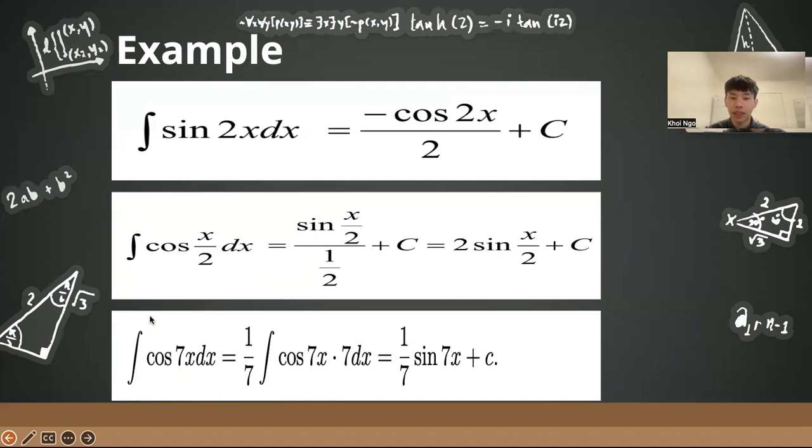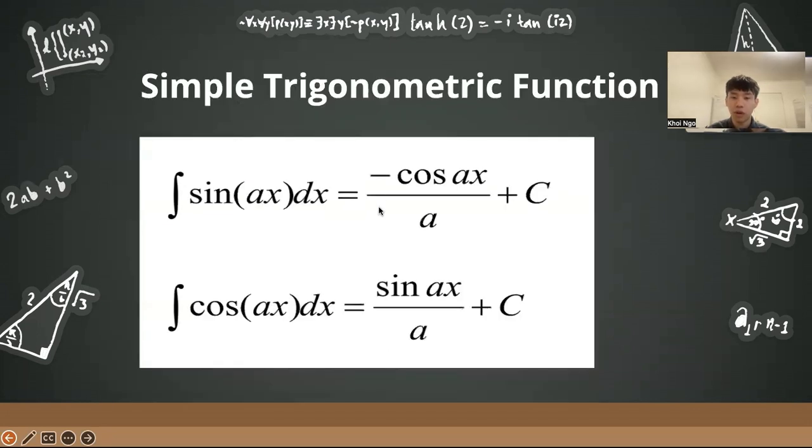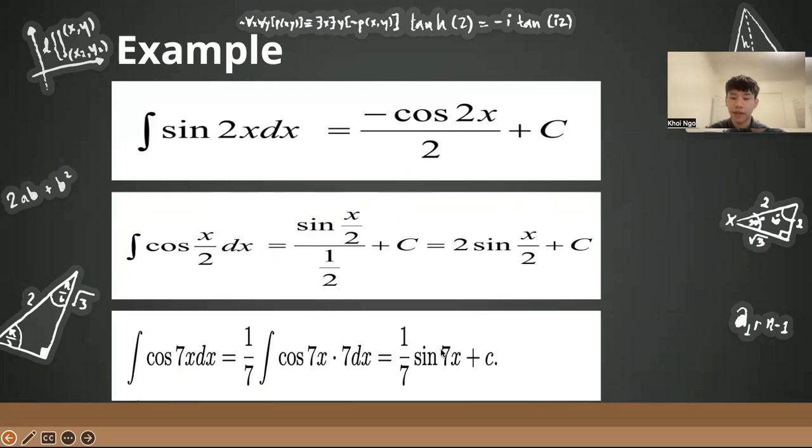And then for the last question, the antiderivative of cos 7x dx. In this case, a would be 7. A is the number in front of x. Just use the formula: sine ax over a is sine 7x over a, and a would be 7. So that's why we have 1 on 7 sine 7x plus c.